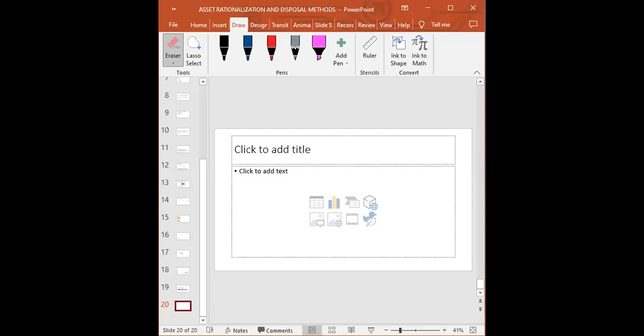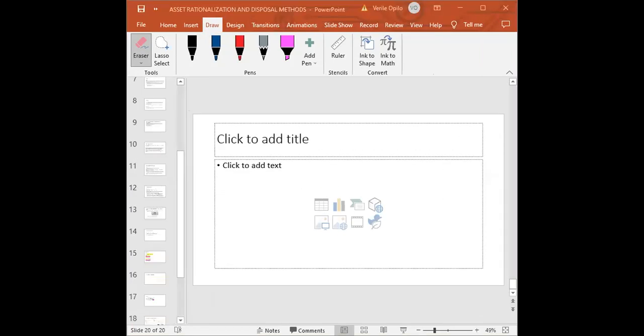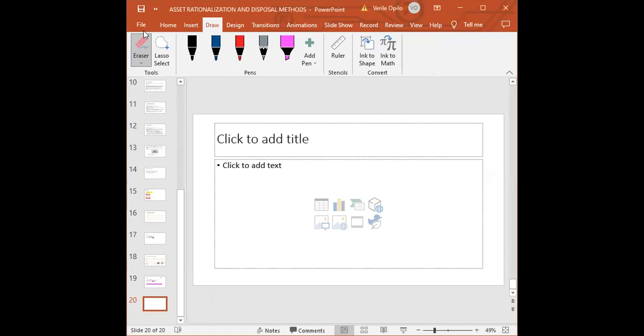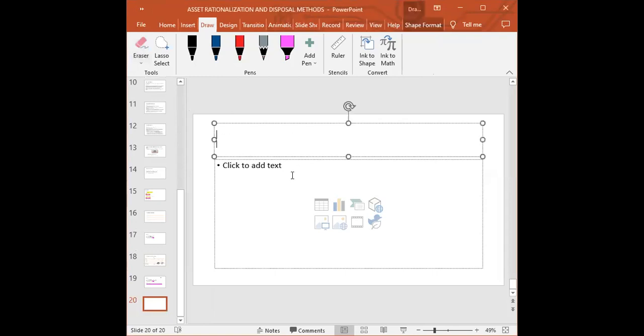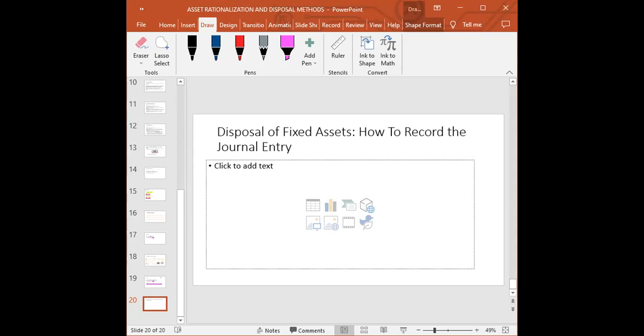So the last thing that I want us to look into is the disposal of assets and the journal entries that are associated with the disposal of an asset. You have decided that, yes, we are going to replace an asset. So when you replace an asset, it means that you are going to dispose of the old assets.